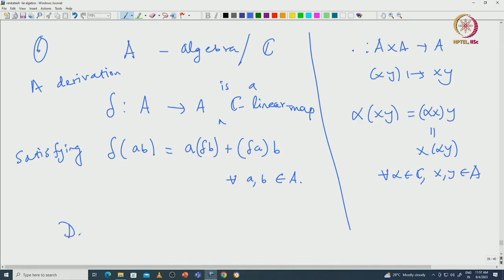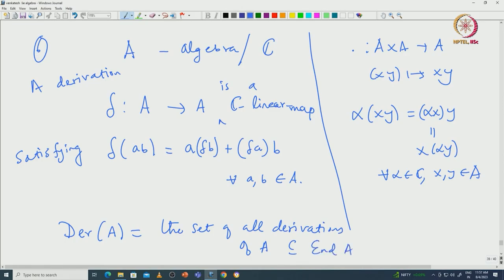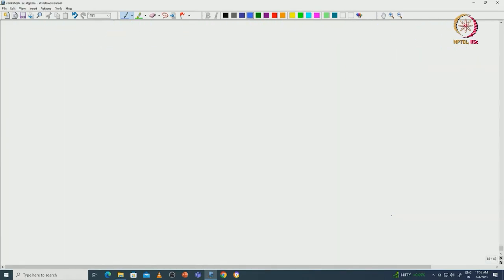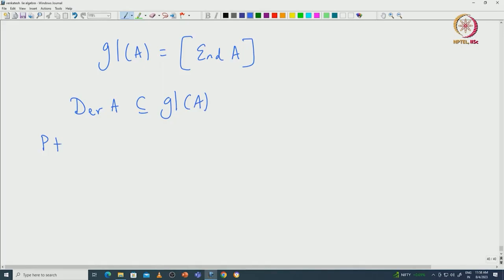Now, we also define what is called Der(A). These derivations of A are nothing but the set of all derivations of A, which sits inside End(A). We already know that End(A) has a product given by composition, so gl(A) is nothing but the Lie algebra structure on End(A). Now Der(A) is a subspace of gl(A). So the natural question is whether Der(A) is a Lie subalgebra or not. One can prove that Der(A) is a Lie subalgebra of gl(A).